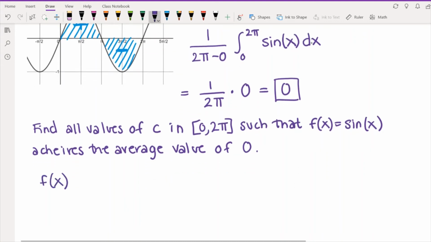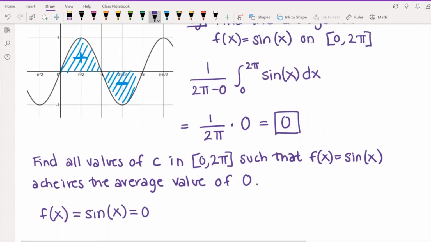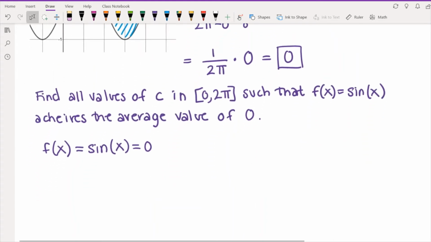So we have f of x is equal to sine of x. And we happen to have the graph right here, and we can just say, okay, I can see 3 places where that happens, right? At 0, at pi, and at 2 pi. And of course, there's more values, but again, we're just focusing on between 0 and 2 pi. So the answers to this would be x is equal to 0, x is equal to pi, and x is equal to 2 pi.